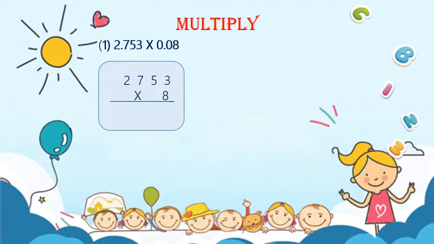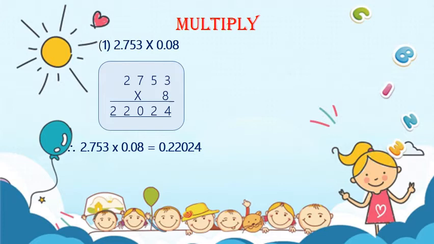So when we multiply 2753 by 8, what do we get? We get 22024. Now children, we will see the number of decimal places in both the decimal fractions. The number of decimal places in 2.753 is 3 and the number of decimal places in 0.08 is 2. So the sum of the decimal places is equal to 3 plus 2, which is equal to 5.